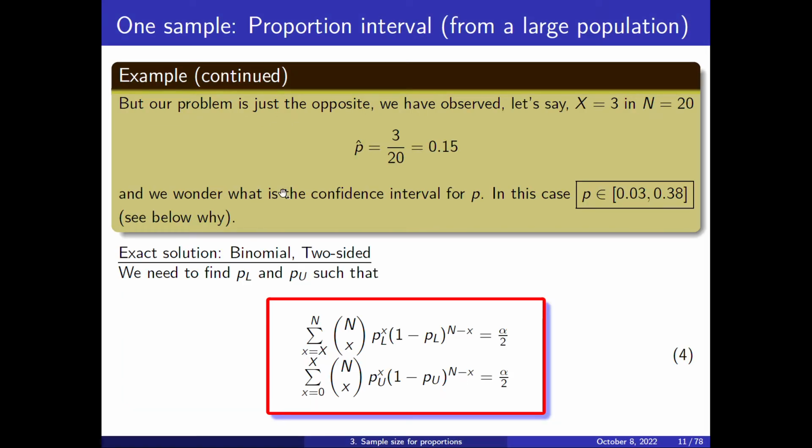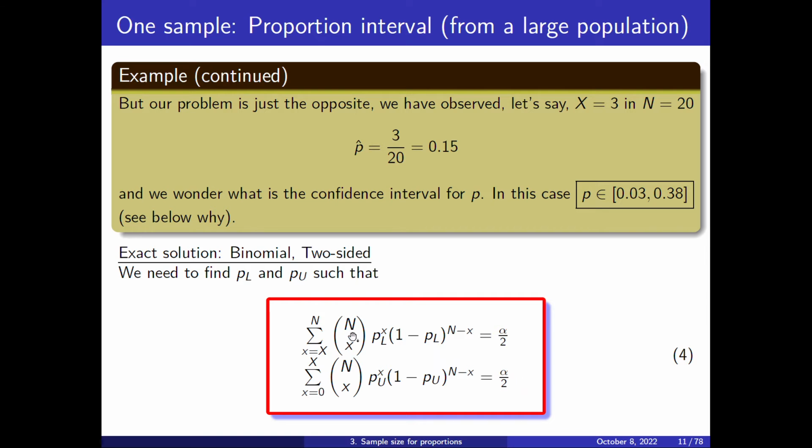Let's say we have this result. We studied 20 people, we observed 3, so our estimate of the proportion would be 0.15. Then the confidence interval has to be found in such a way that from the lower bound to the right, there is alpha half, and from 0 to the number of observations for the upper bound, that is also alpha half.